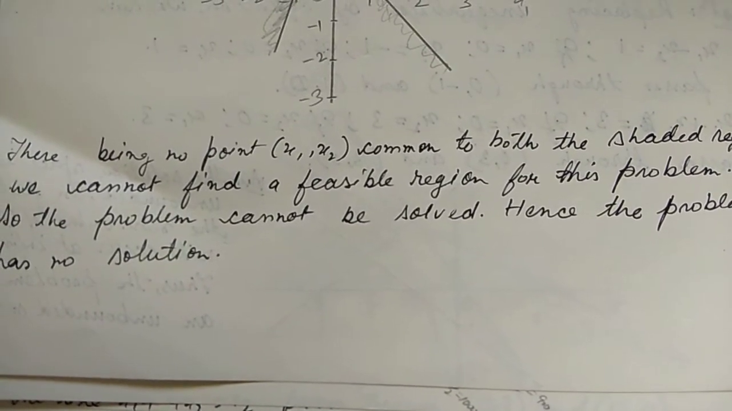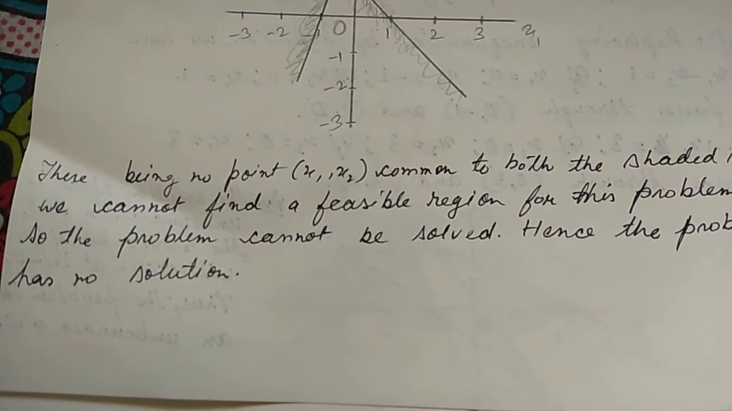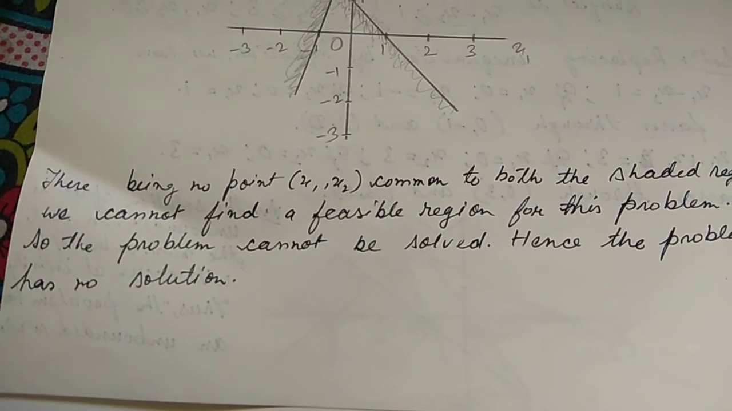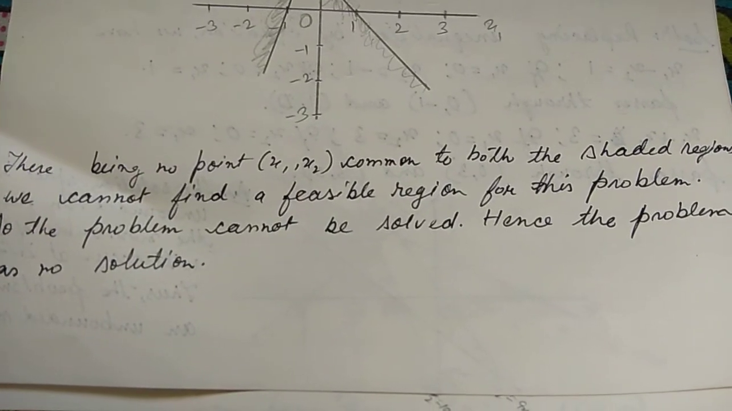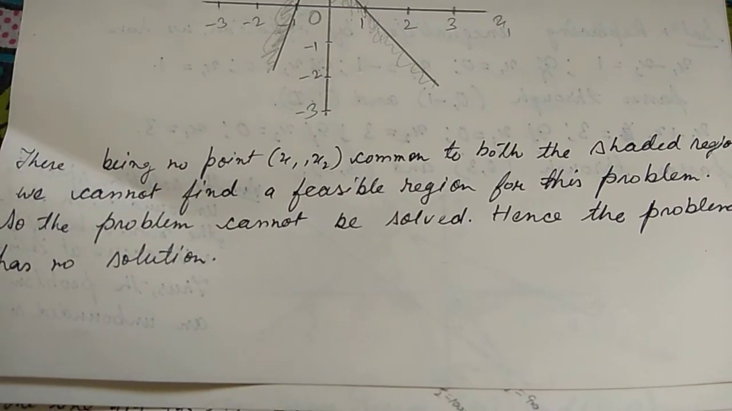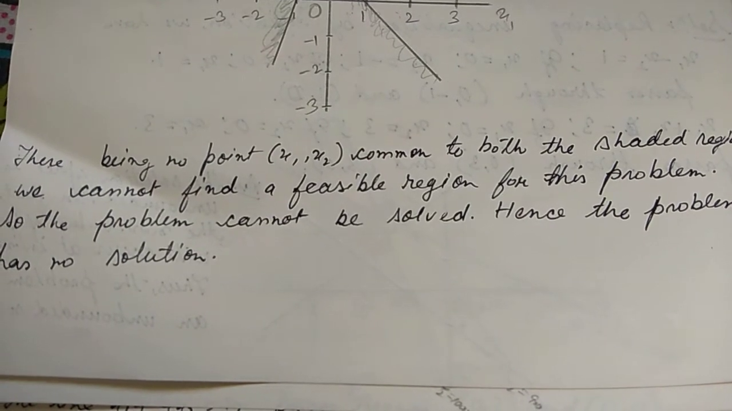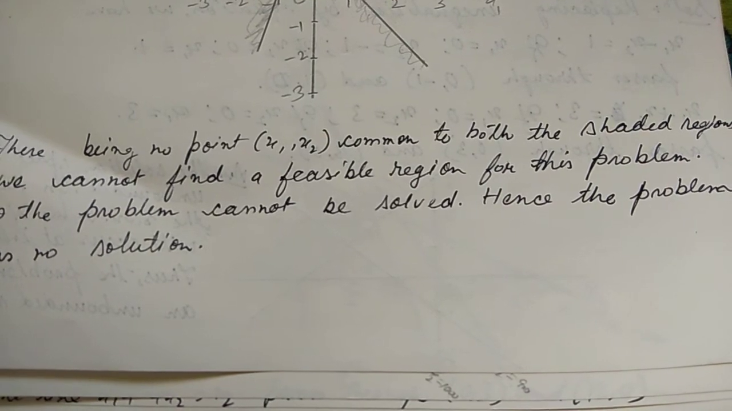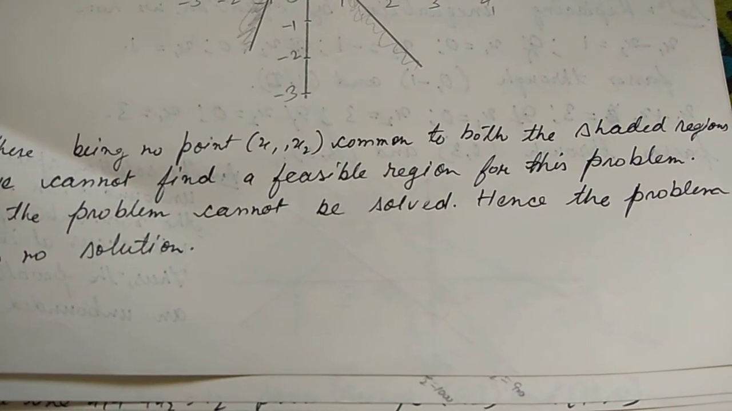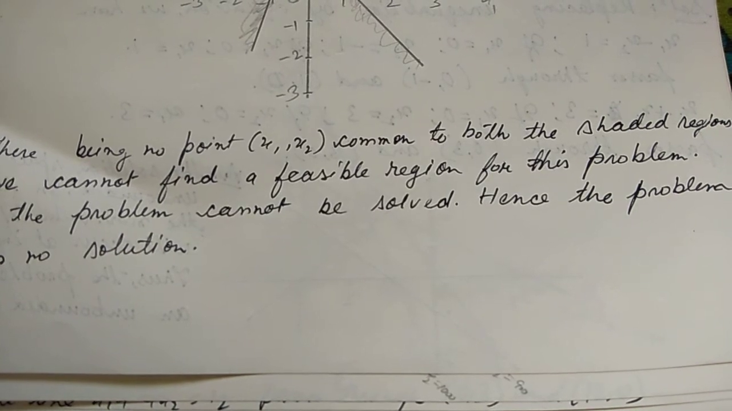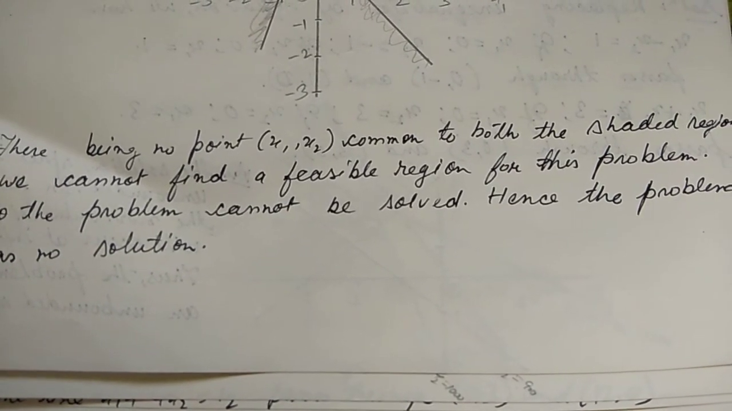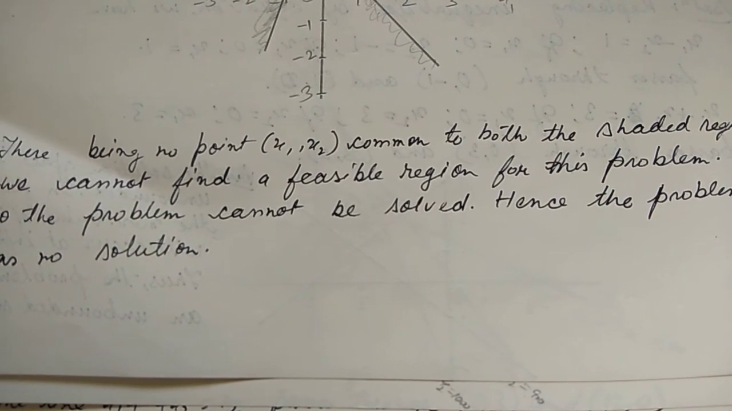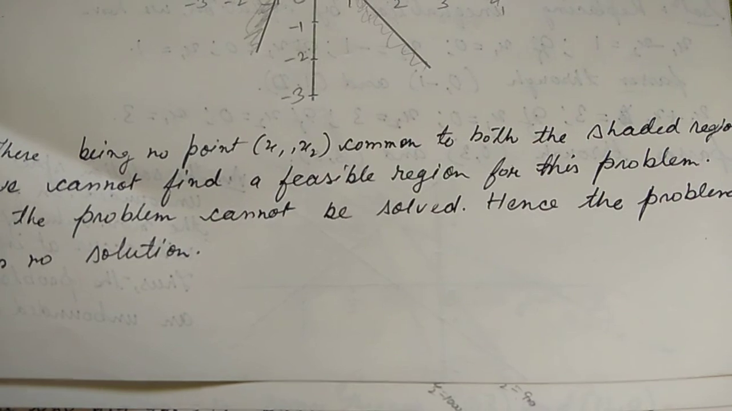So this type of sum where you cannot find a shaded region which is common to all the shaded regions of the straight lines, will be called as having no solution at all. Alright, so we did 3. One has an infinite number of optimal solutions, one whose solution is unbounded, and this one which cannot be solved at all. Okay, thank you.